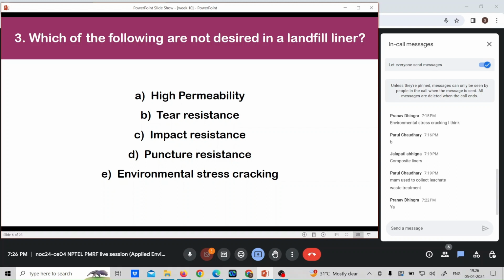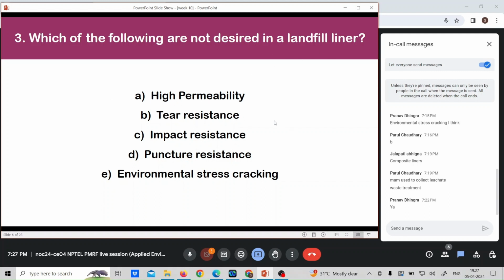Okay, I'll tell this for you. It should have lower permeability, because that is when we can collect the leachate, as you have mentioned. When it's highly permeable, all the water will seep into the land. So there is no leachate collection, it's only going to be contamination. But when it has low permeability, we can use it as a good liner. So here what I have asked is, which is not desired? High permeability is not desired in a landfill liner.